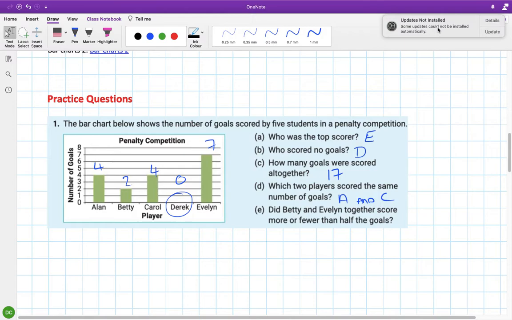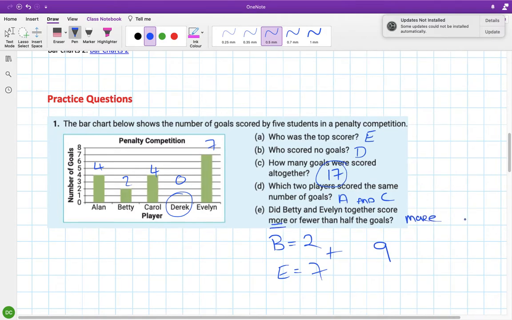Did Betty and Evelyn together score more or fewer than half the goals? Alright, so Betty scored 2, Evelyn scored 7. Together that is 9. So is 9 more than half or less than half of 17? It's more. Yeah, so half of 17 is 8.5, so 9 is more than that.